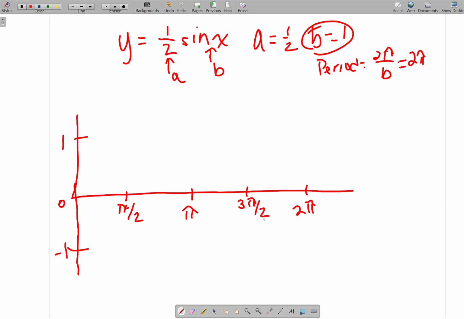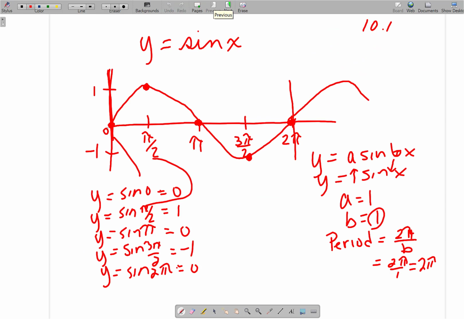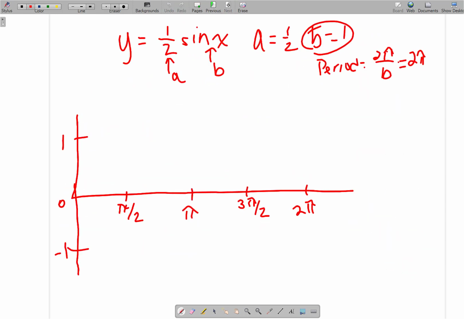Remember what I told you. Where are my zeros in the regular sine curve? If we go back to our zeros in the regular sine curve, they were at 0, pi, and 2 pi. So let's put a 0 on 0, pi, and 2 pi, because those aren't going to change, because 0 times a, notice a is 1/2 here, 0 times 1/2 is still 0. That's why these values stay 0.